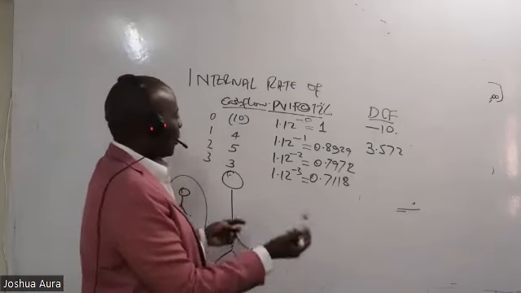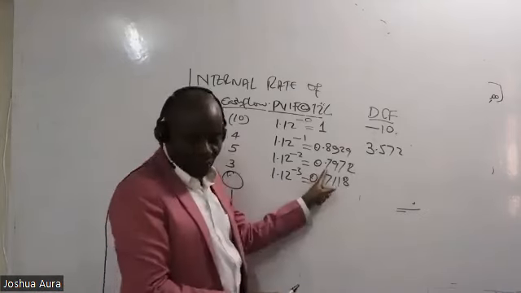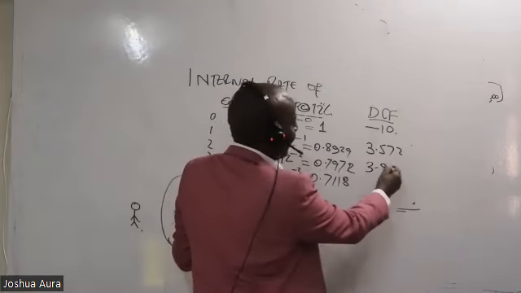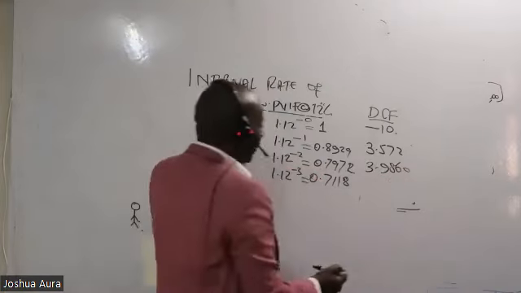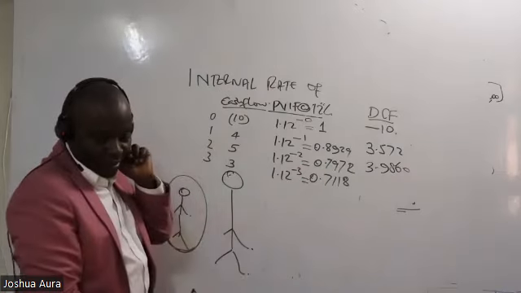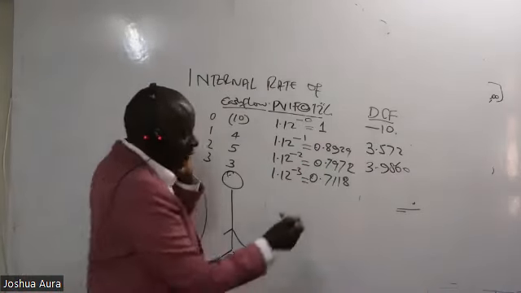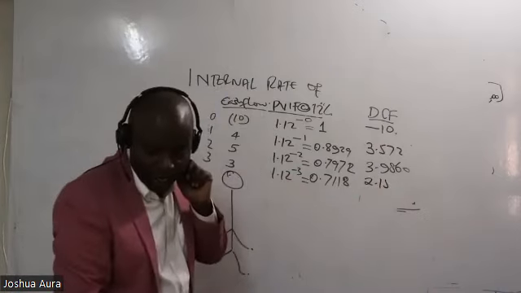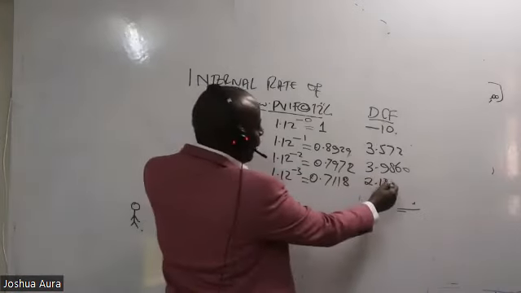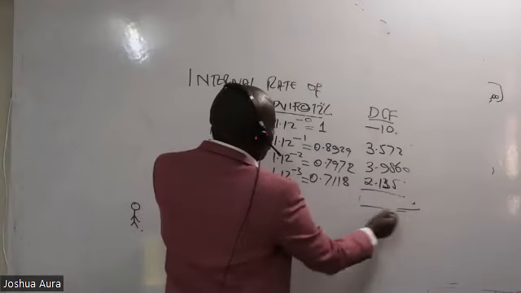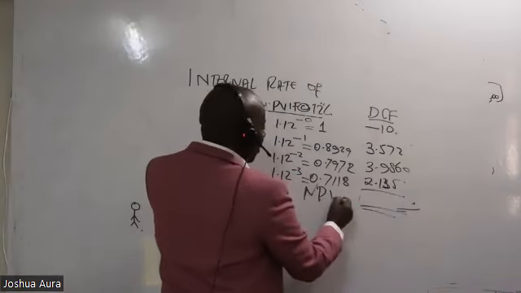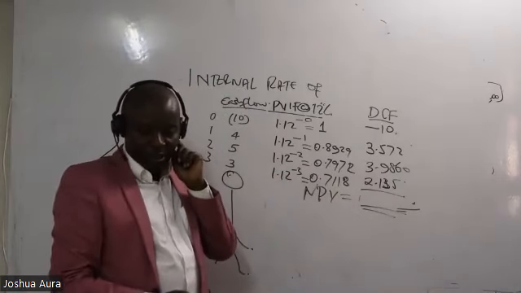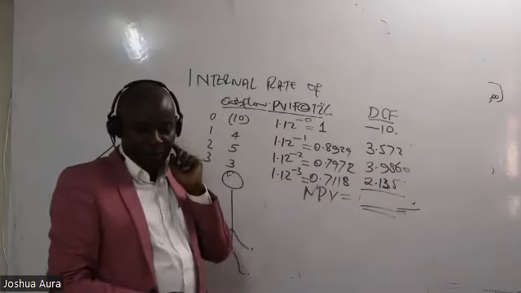All right. So now here, 5 times this gives us what figure? 3.9860. And then the last one, what do we have? 2.15, isn't it? 2.135, something like that. So please give me the total net present value.